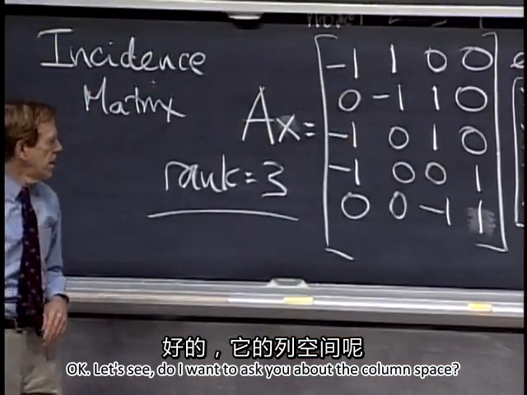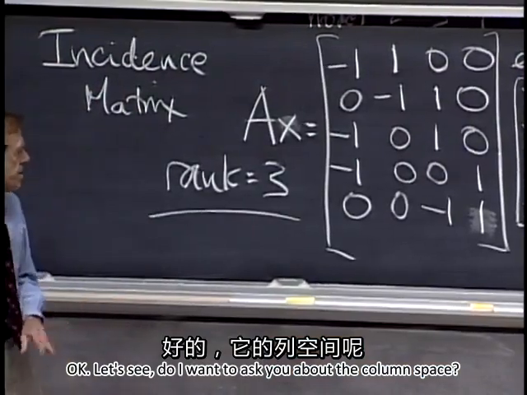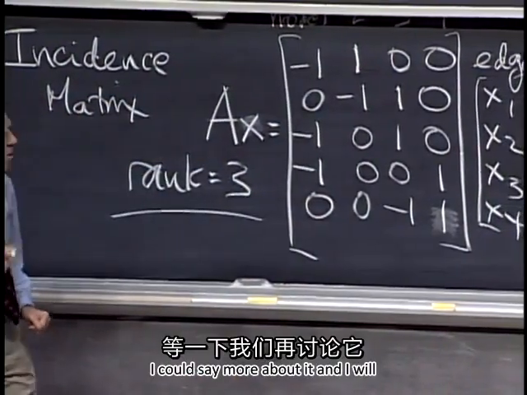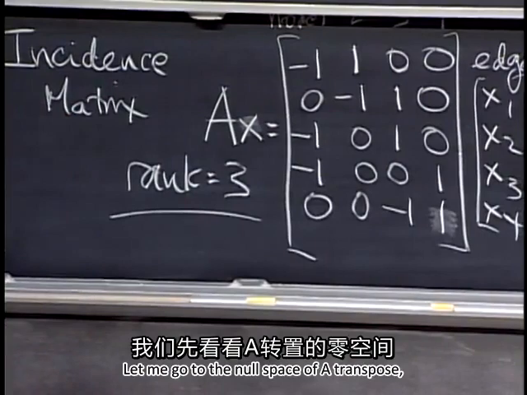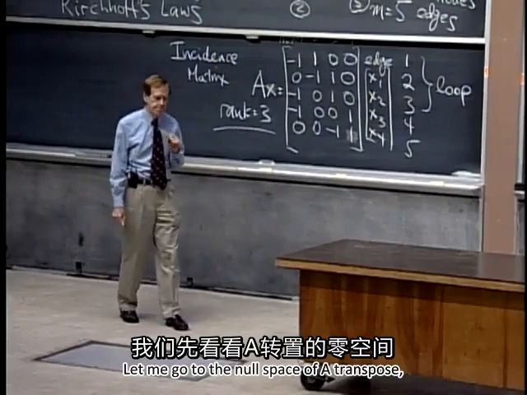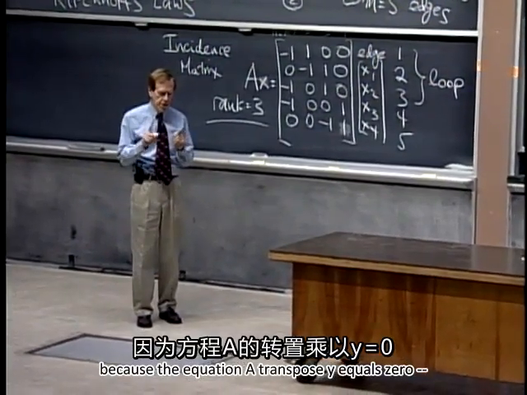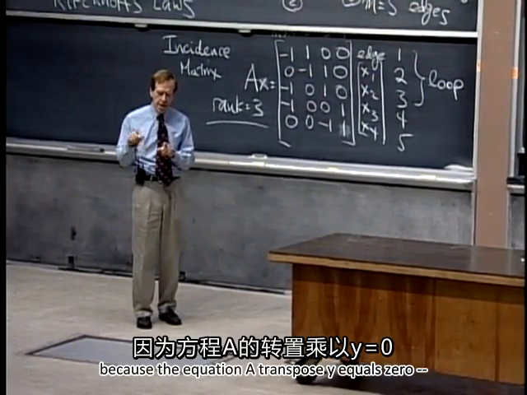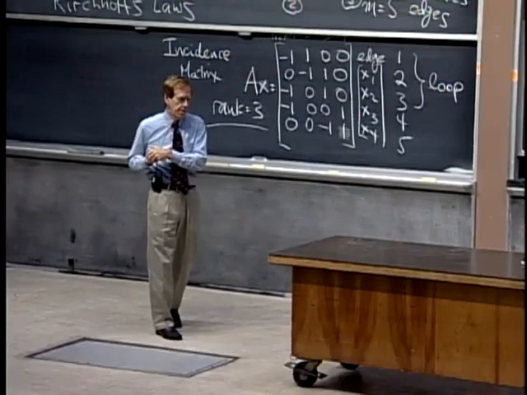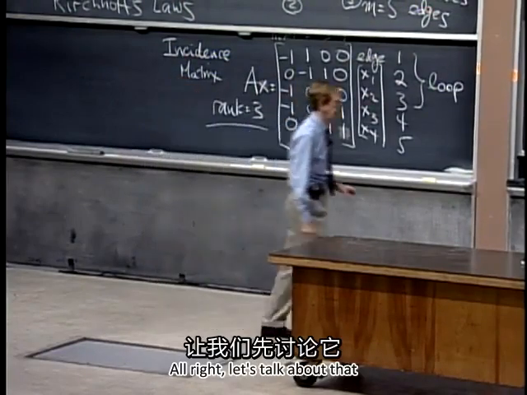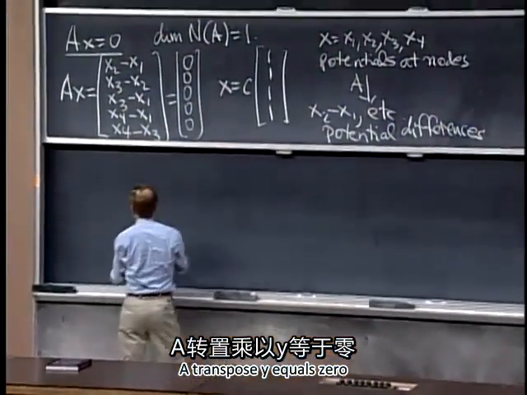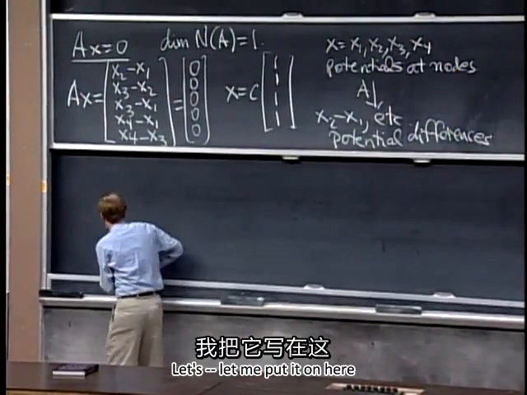Okay. Let's see, do I want to ask you about the column space? The column space is all combinations of those columns. I could say more about it, and I will. Let me go to the null space of A transpose, because the equation A transpose y equals 0 is probably the most fundamental equation of applied mathematics. Let's talk about that. That deserves our attention. A transpose y equals 0. Let me put it on here.